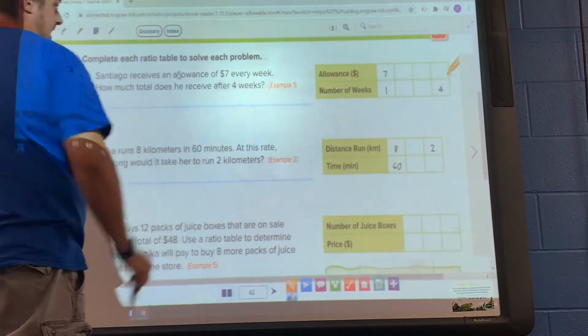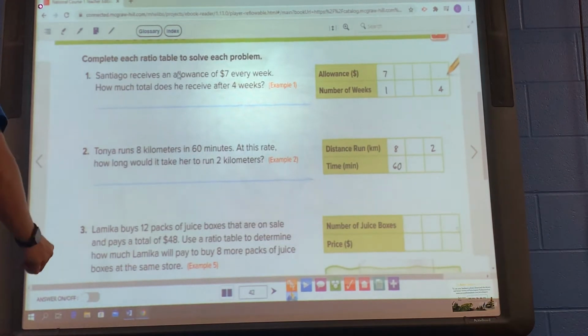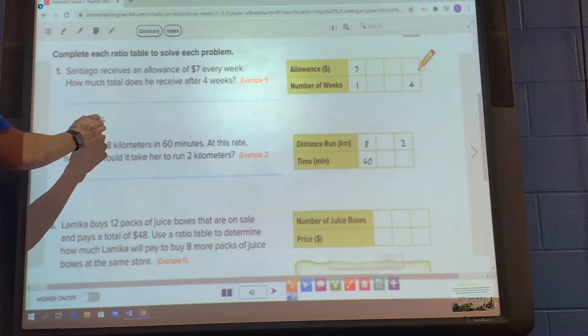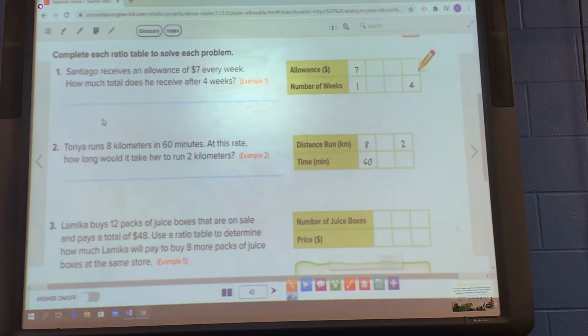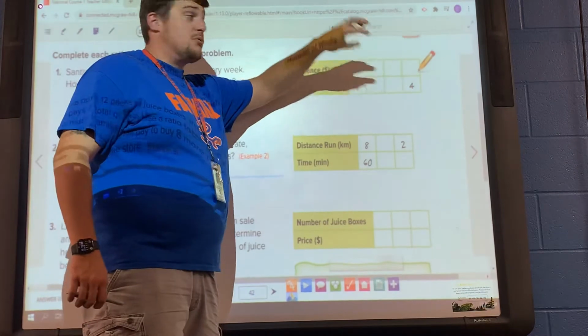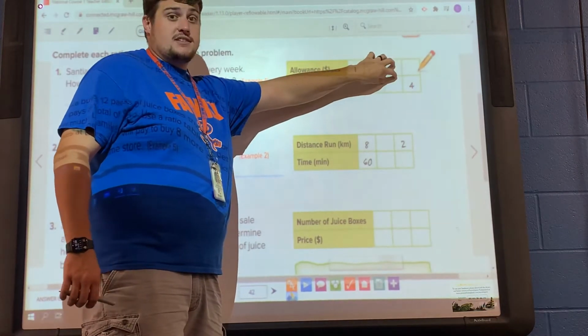And we're gonna work on the guided practice. We're gonna work on page 42 this time. So number 1, Santiago receives an allowance of $7 every week. How much does he receive after 4 weeks? In this ratio table, there are 2 empty boxes.